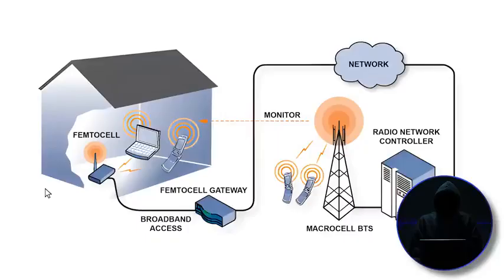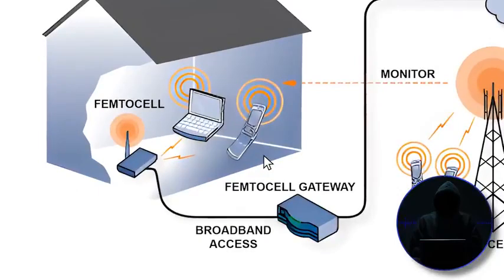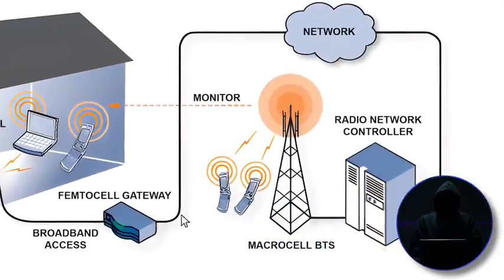So here's the femtocell in somebody's home. They've got a cell phone, an old-style flip phone there. It's kind of an old diagram. And then the femtocell connects to broadband access into the internet, and then connects to the cell network, right?